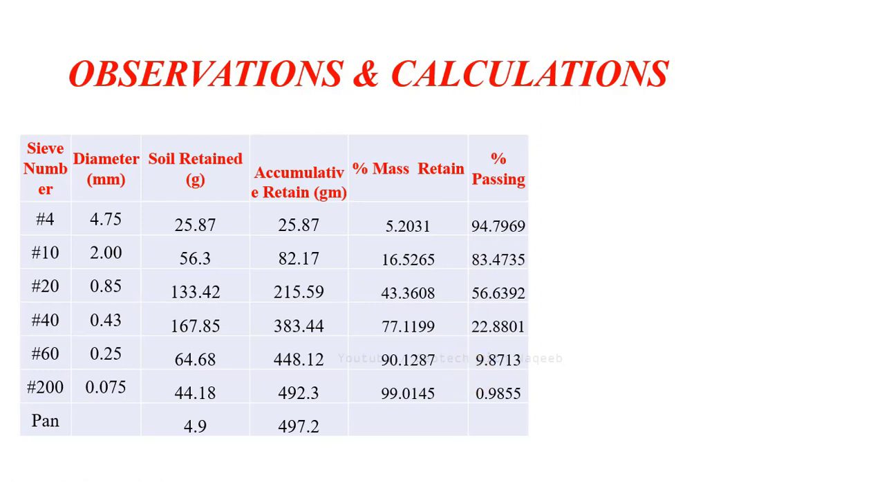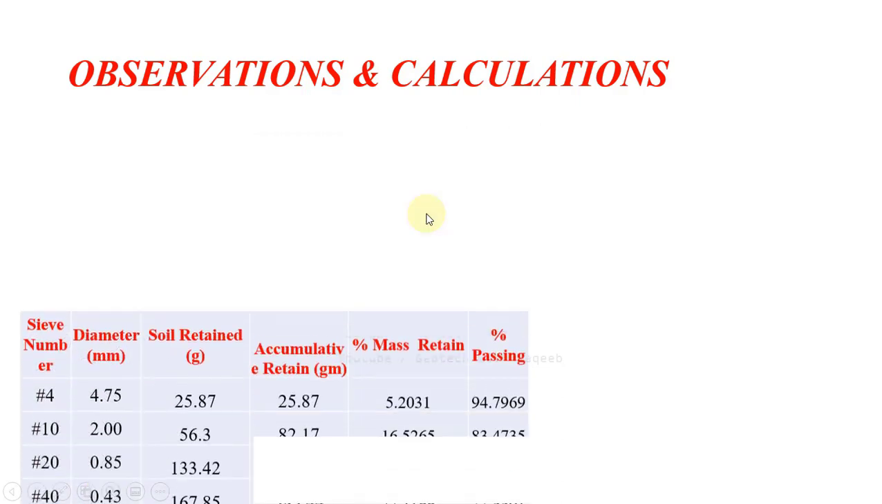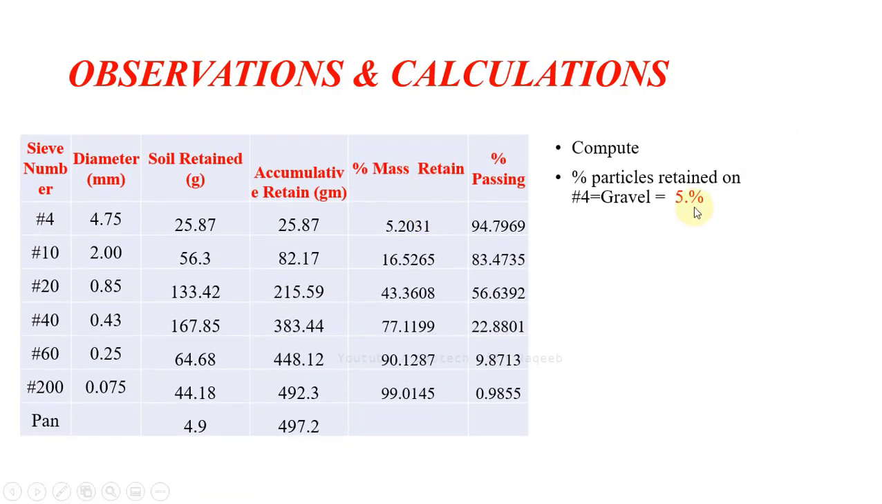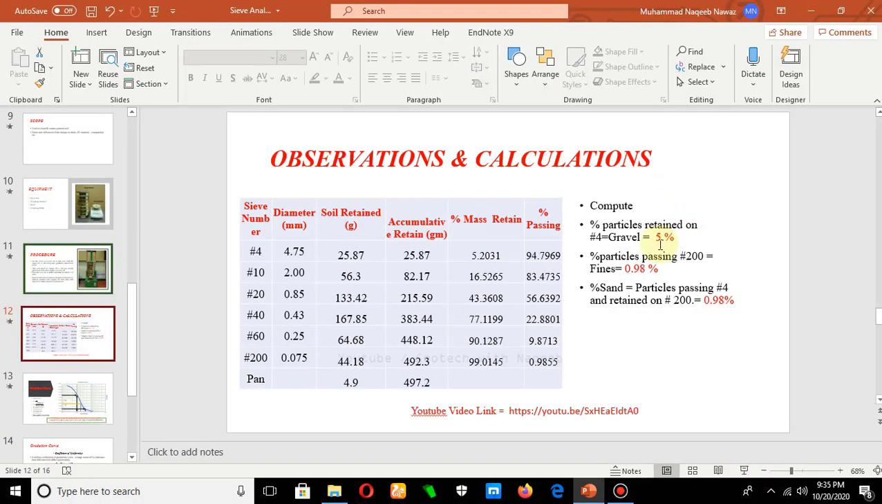Now we have to find the percentage of sand, percentage of gravel and percentage of fines. Let me redefine the definitions of gravel, sand and fines. The material that is retained on sieve number 4 is called gravel. So 5.203% of the material is retained on sieve number 4. So it means the percentage of gravel is 5.2%.